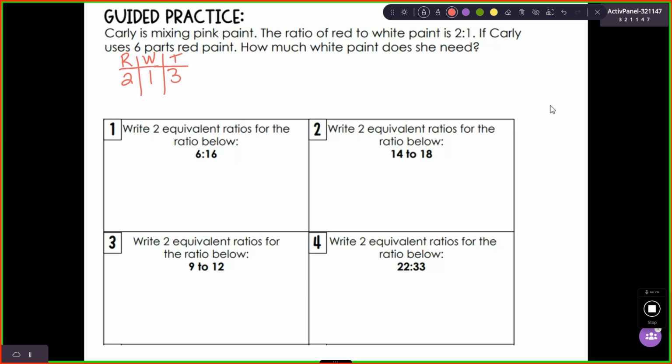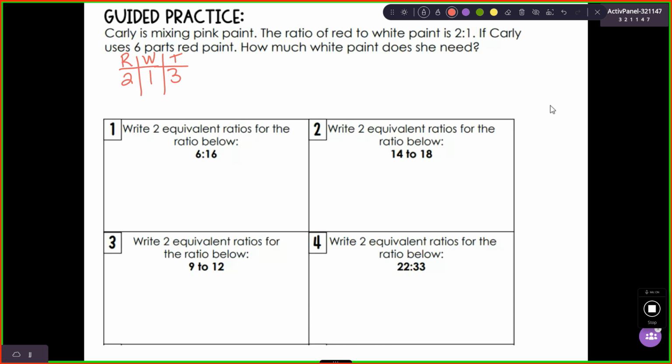Okay? Does everybody understand where I got that from? All I did was read sentence number 1 and number 2. Now write that down. Do not do anything else. Now write that down. Got it? So we have the red, that was 2. We have the white, that was 1. And our total, which is representing pink paint, is 3. Does everybody understand where that came from?